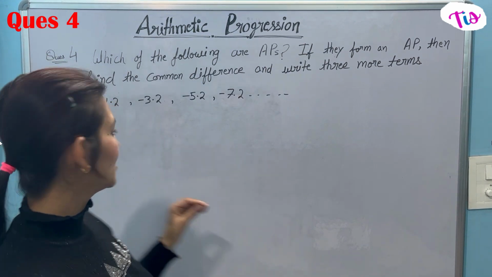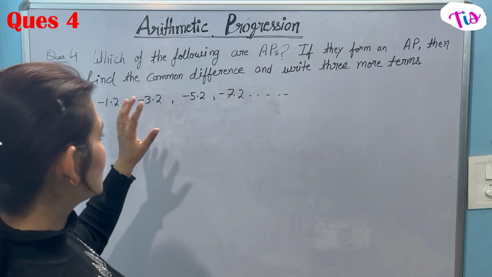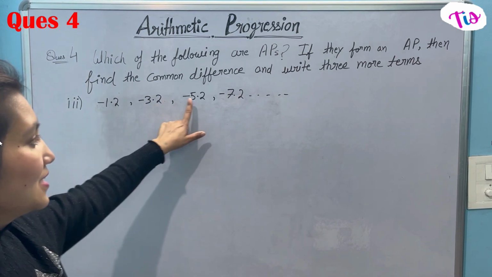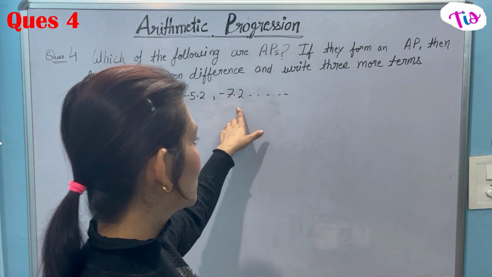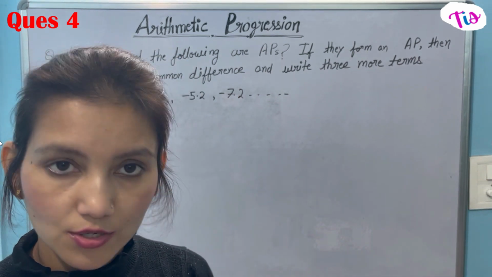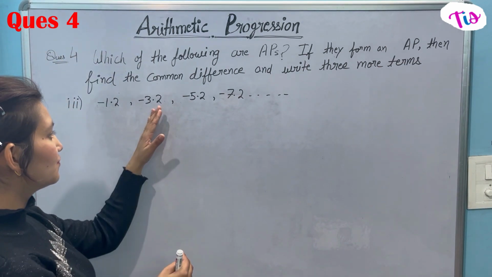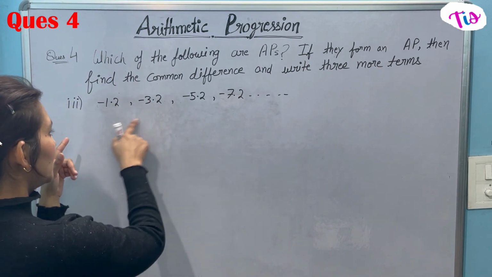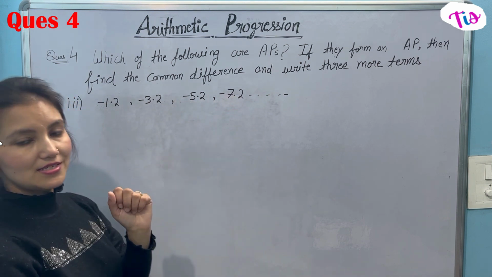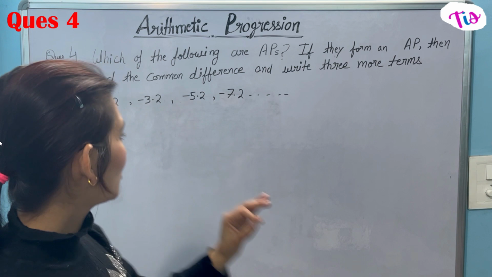So here is part 3 for you. The sequence here is minus 1.2, minus 3.2, minus 5.2 and minus 7.2 and so on. Let's find out whether it forms an AP or not. So what we will do, we'll find out the difference of consecutive terms: A2 minus A1, A3 minus A2 and A4 minus A3. And take care of the signs.